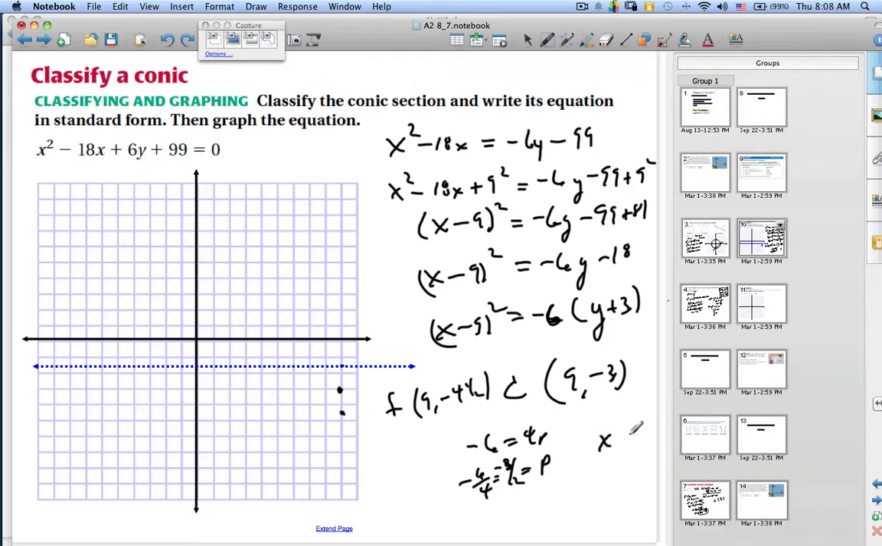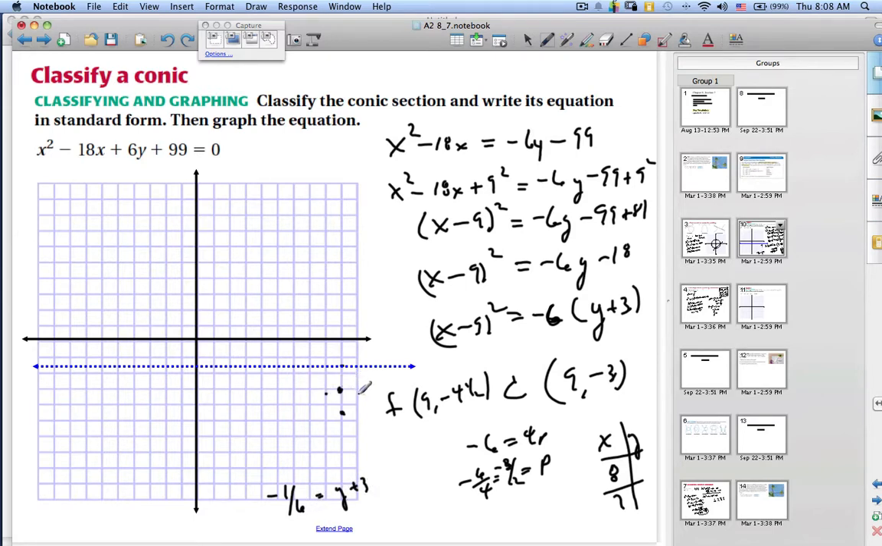And again, I would go ahead and use an input-output table. What values would I pick? I'd probably pick 8 and 7 for x. Let's try 8 and 7. Well, 8 minus 9 is negative 1. Negative 1 squared is 1. I divide that by negative 6, so I'll have negative 1/6 is equal to y plus 3, and I subtract 3, so it's negative 3 and 1/6.